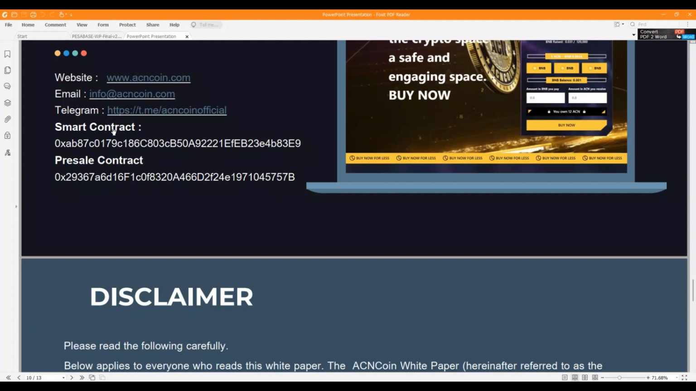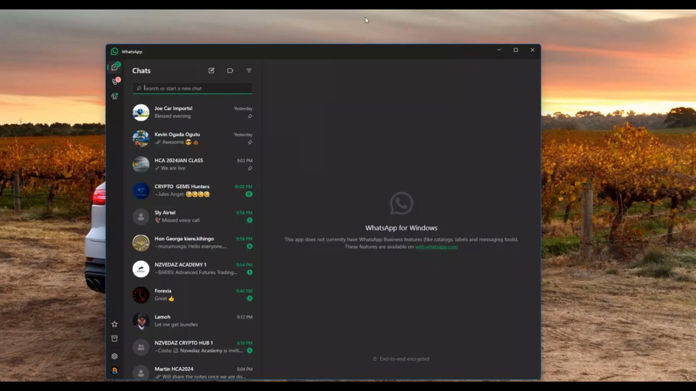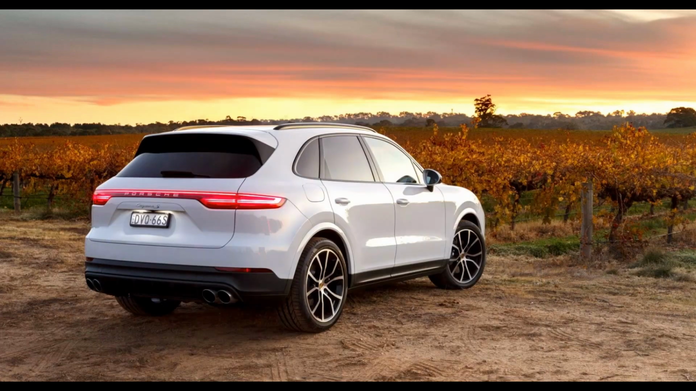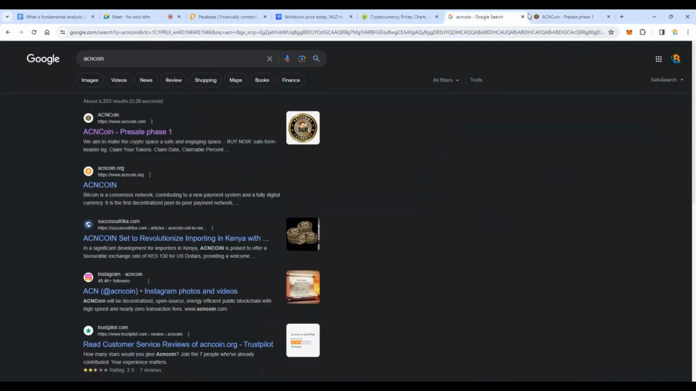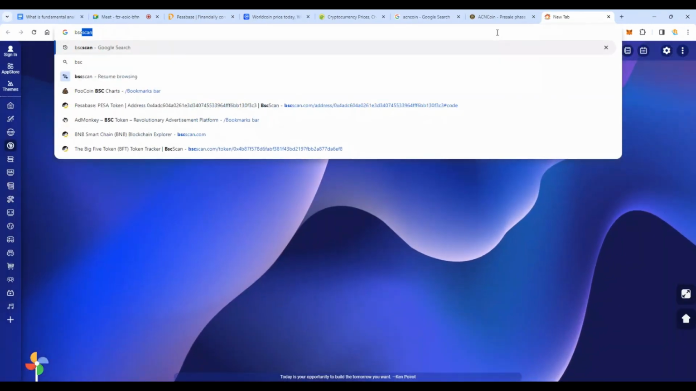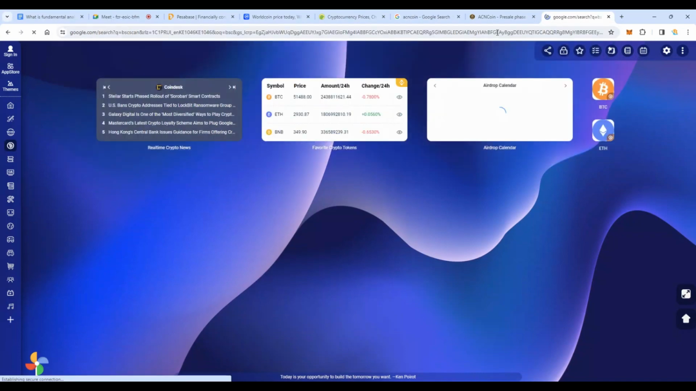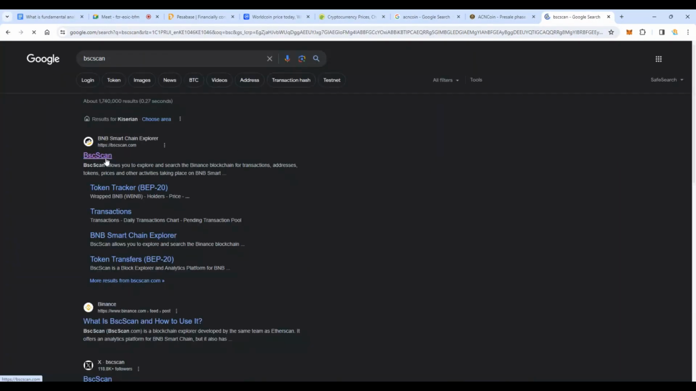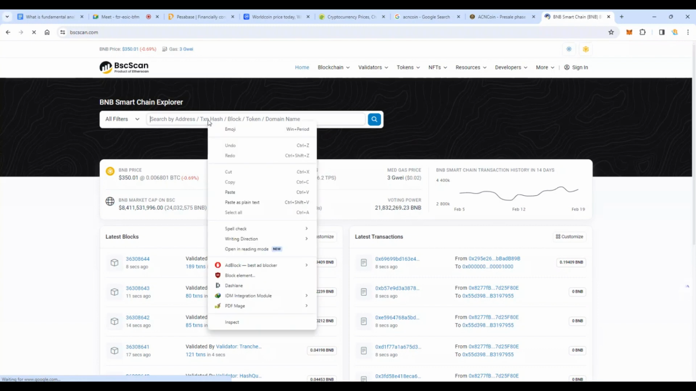Let me see if I can copy this contract address. Okay, looks like I can copy it finally. Good. So this is the smart contract. I want to show you guys something. Let's go to the Binance Smart Chain Explorer, BSCScan, and scan this project. Let's see what is going on here. We've taken the contract address for this project and we are going to paste it here.